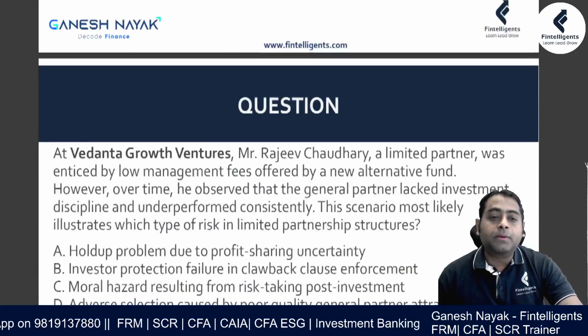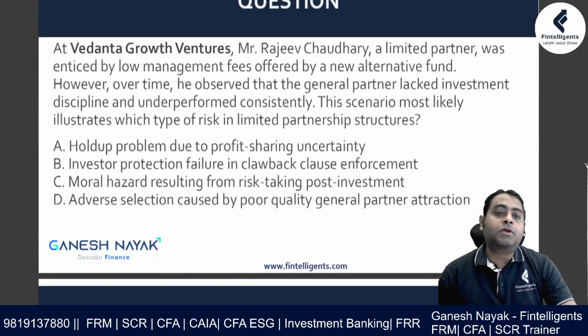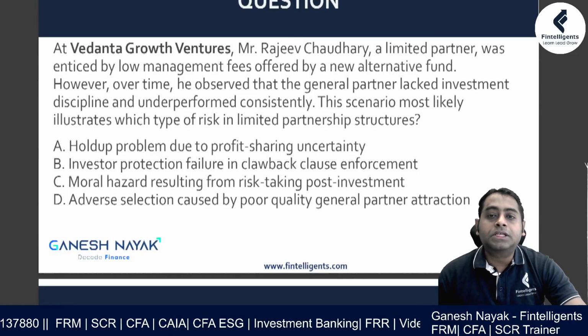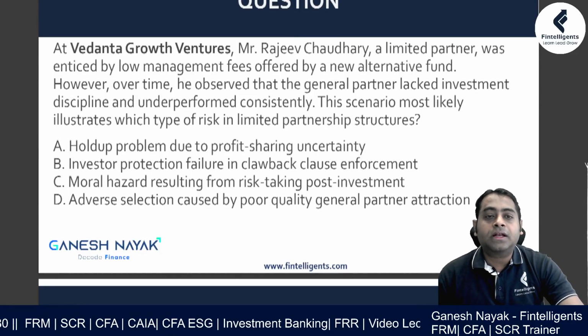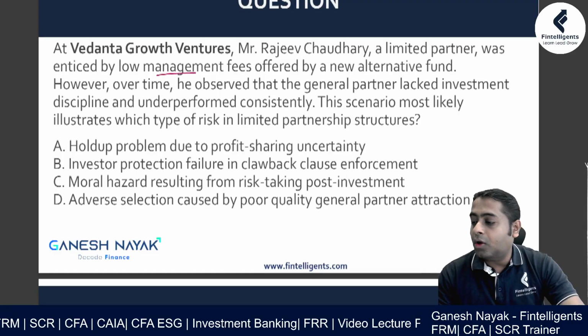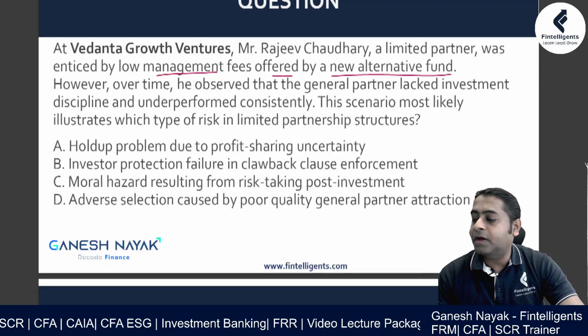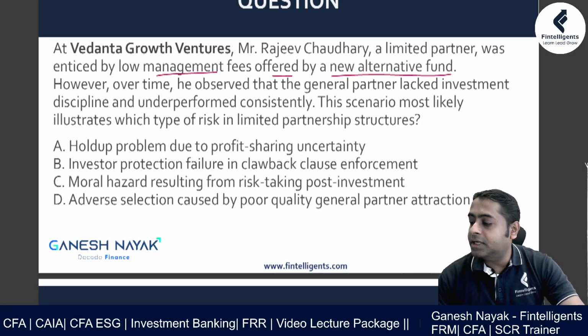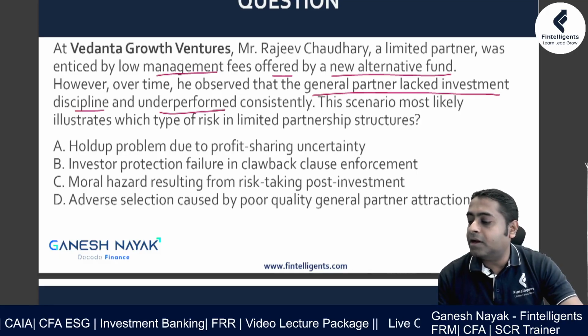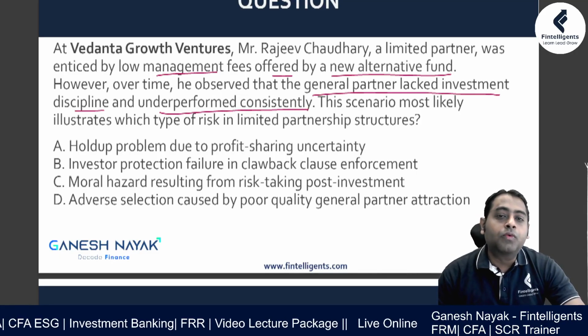Let us look at the second question. Read all the options properly. Rajiv Chaudhary, a limited partner, was enticed with low management fee offered by a new investment fund. However, over time he observed that the general partner lacked investment discipline and underperformed consistently. Which problem is this?